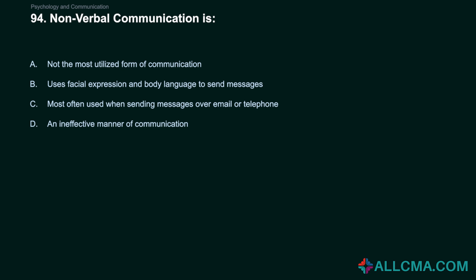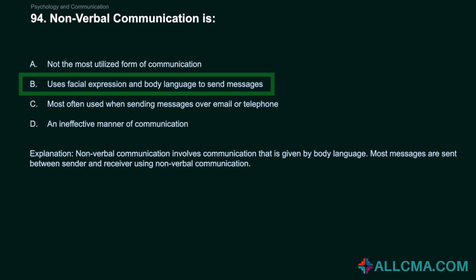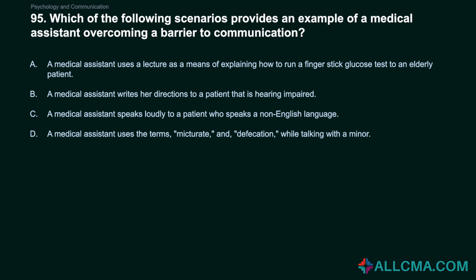94. Nonverbal communication is A. Not the most utilized form of communication. B. Uses facial expression and body language to send messages. C. Most often used when sending messages over email or telephone. D. An ineffective manner of communication. Correct answer: B. Uses facial expression and body language to send messages. Nonverbal communication involves communication that is given by body language. Most messages are sent between sender and receiver using nonverbal communication.